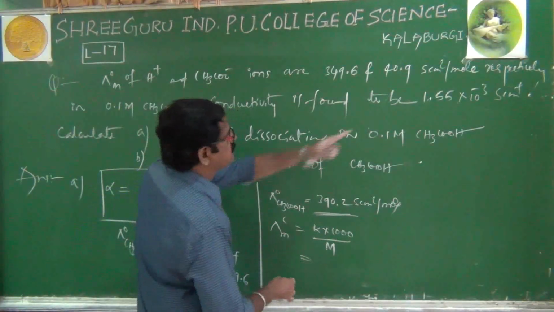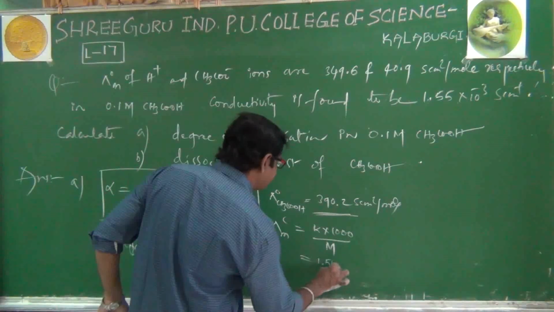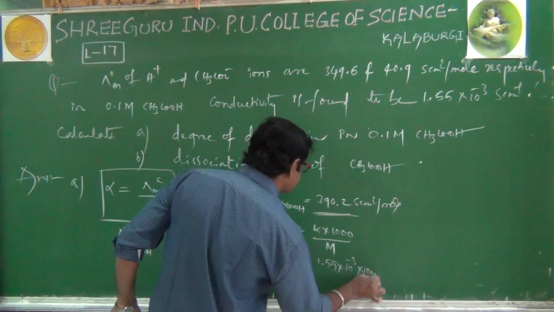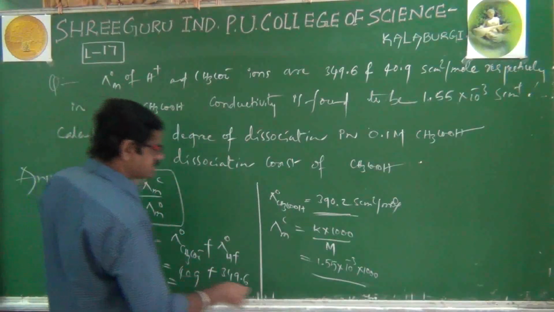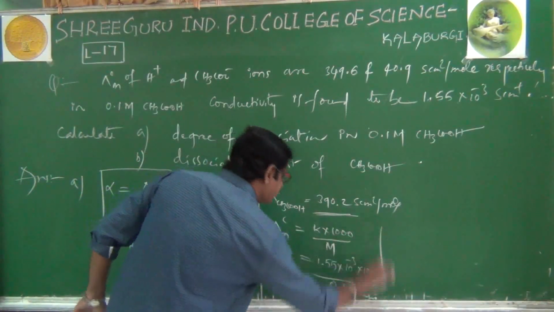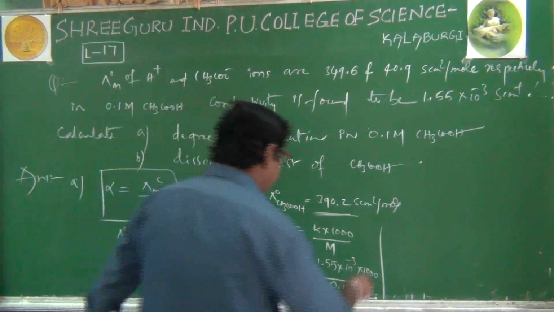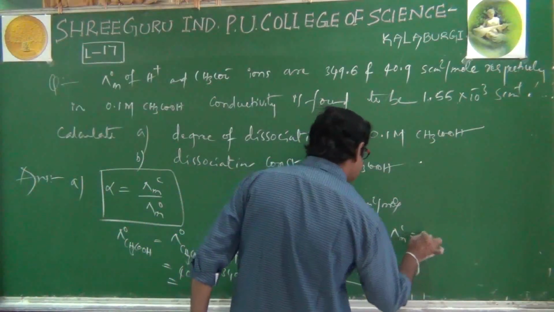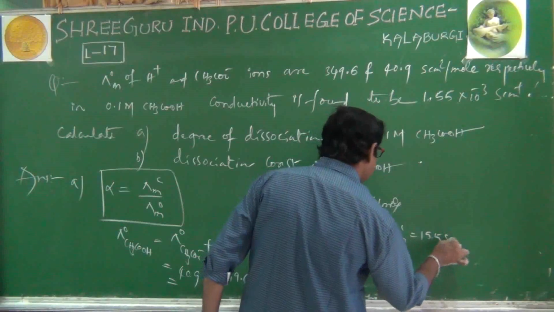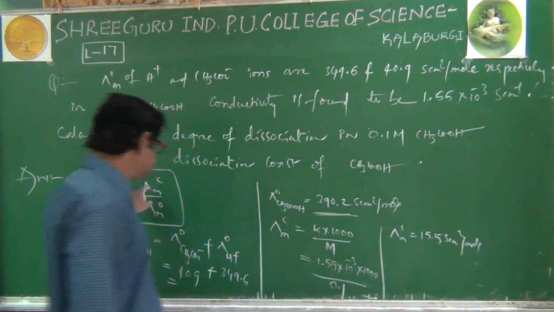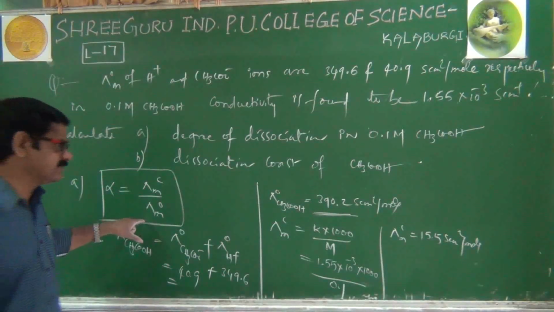Therefore K value is 1.55 into 10 to the power of minus 3 into 1000 divided by molarity, which is 0.1. Therefore, if you do the simplification, you will get 15.5. Lambda mc is equal to 15.5 Siemens centimeter square per mole. Lambda mc is available, lambda m naught is available.